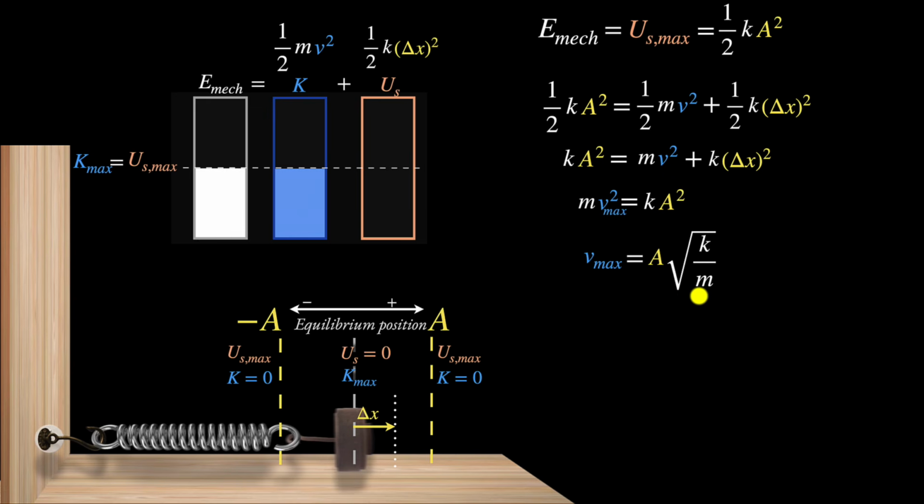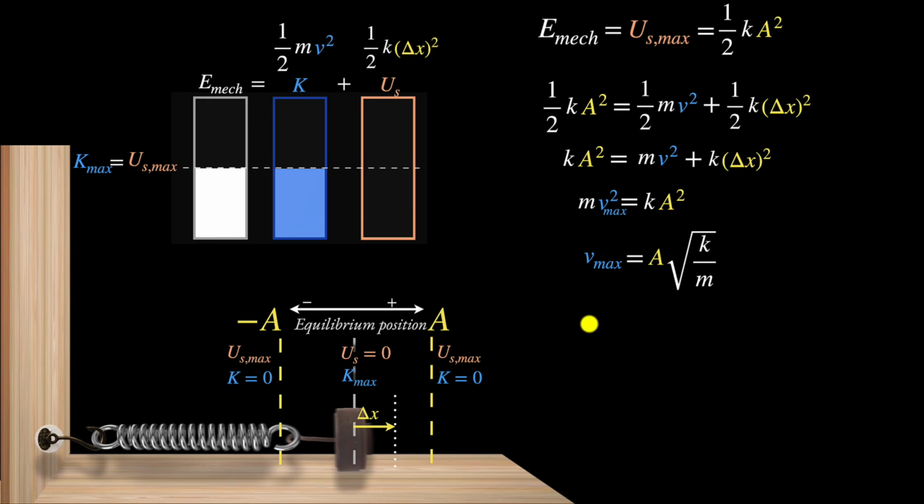Do I have to memorize this expression? Absolutely not. We can always derive it using energy conservation. Anyways, the expression says if the amplitude is higher, the maximum speed would be higher. Does that make sense? Yes, if I stretch it more, then it'll accelerate more, and so you would get a higher maximum speed at this position.